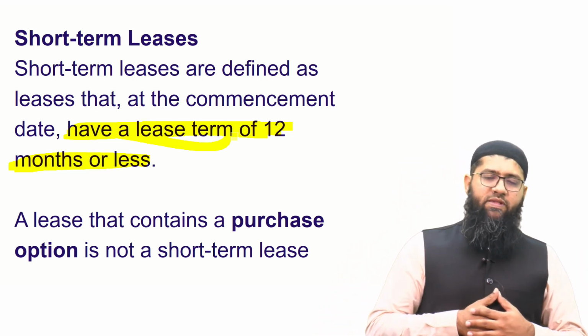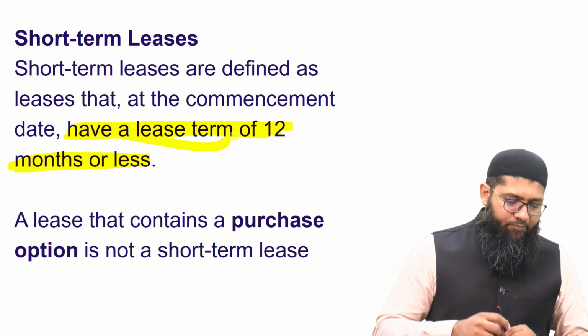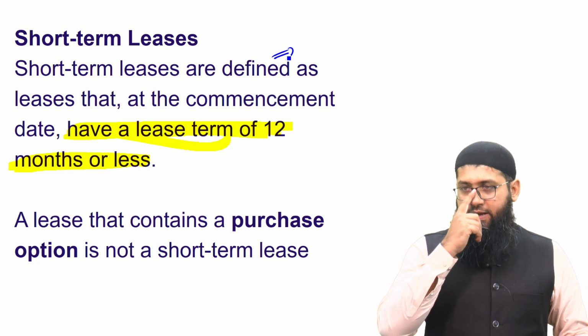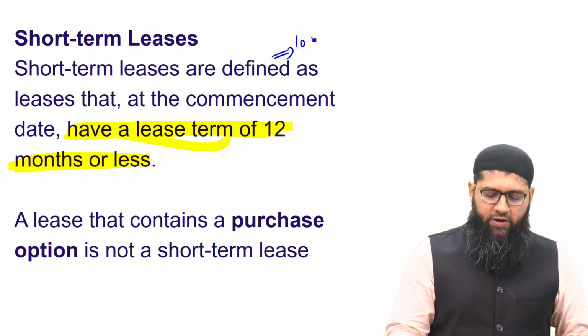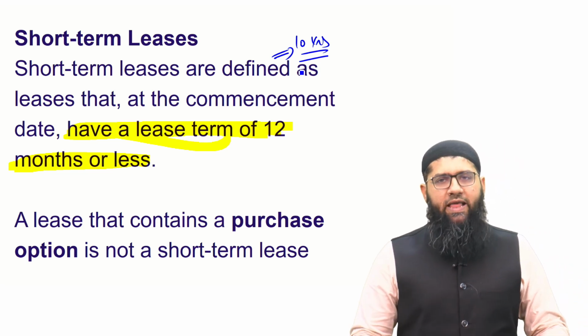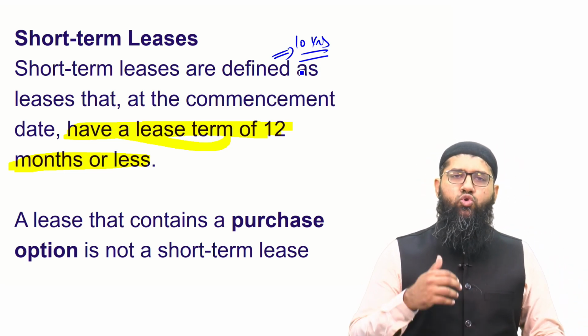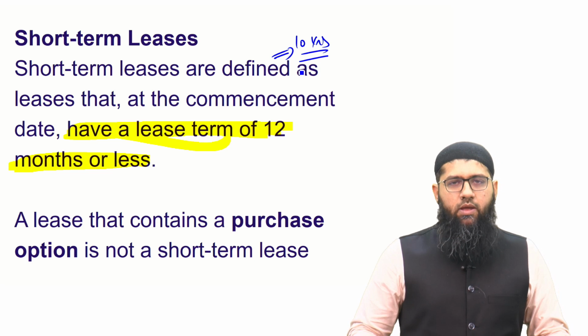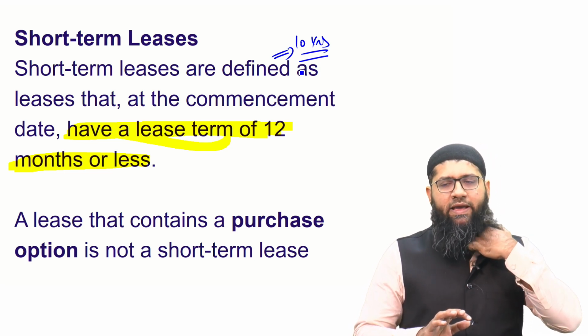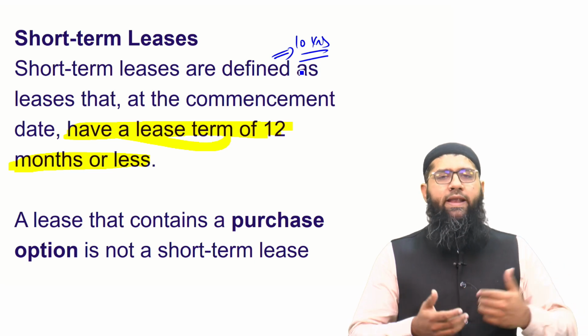Now what actually happens is that I enter into a lease and my agreement with the lessor was that I want to continue this lease for 10 years. So he says that unfortunately our government doesn't allow us to enter into a 10-year agreement. All that we could do is enter into a 12-month agreement or 11-month agreement. We cannot enter into a longer agreement.